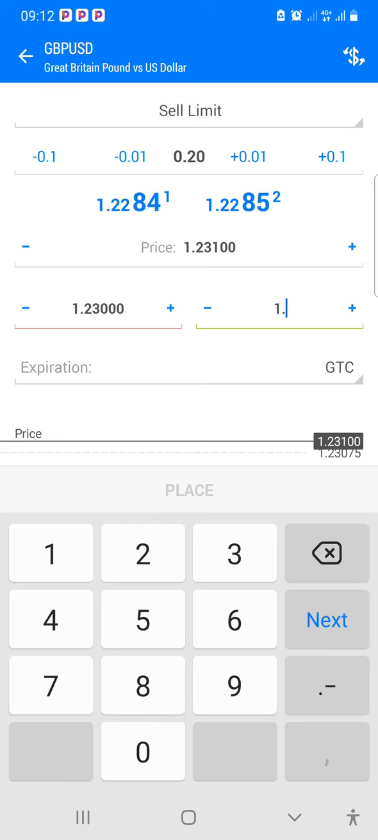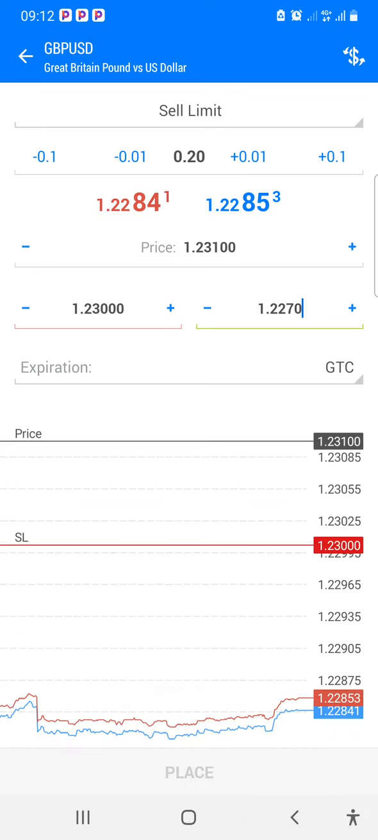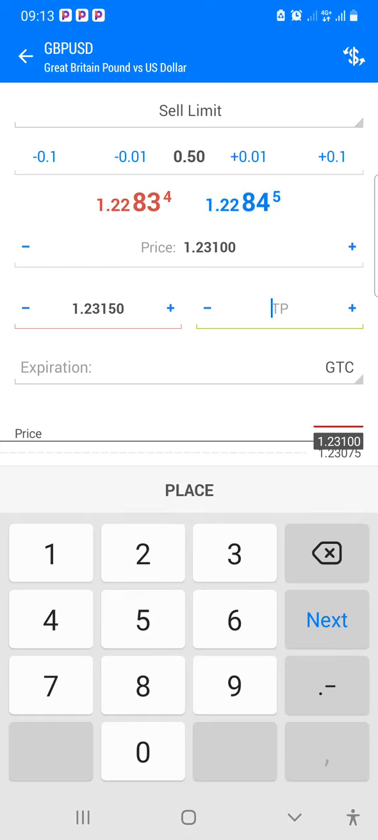So 1.2270, which is what, 40 pips. So sell limit order 1.2315. You get the price above this. You can decide not to even set TP, but always set TP. You can close your trade anytime you like.